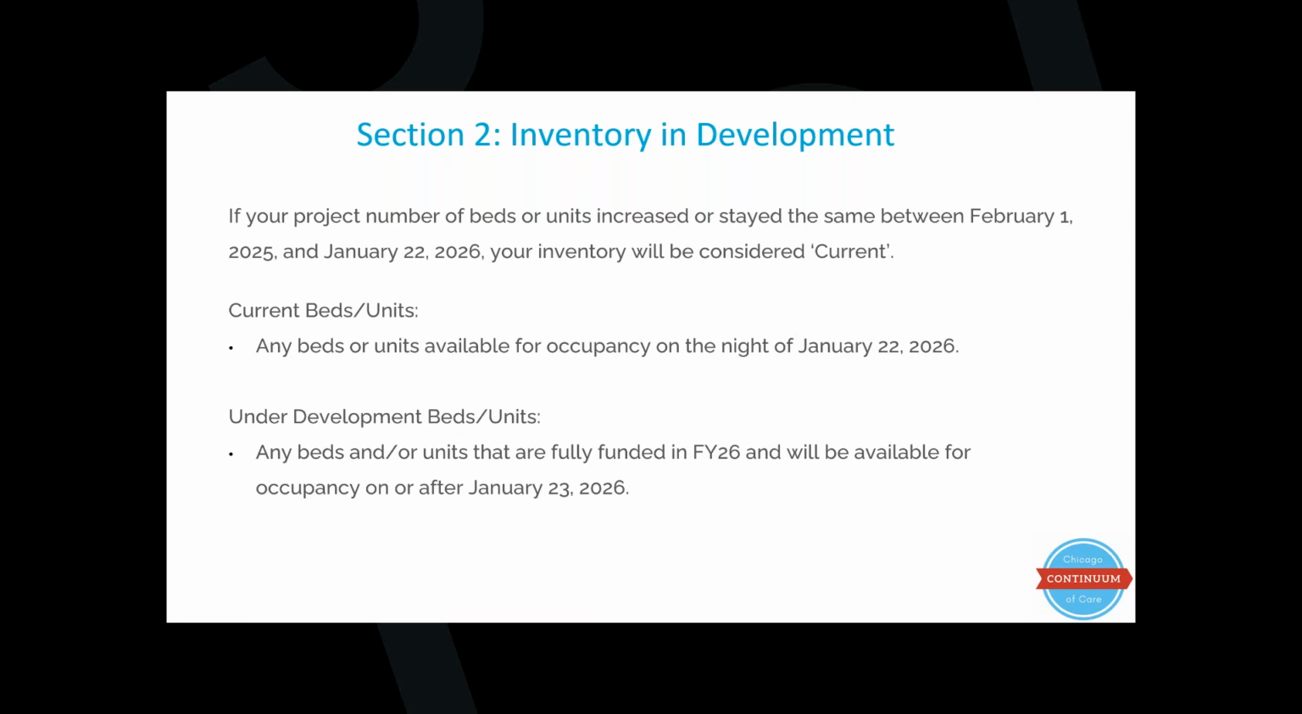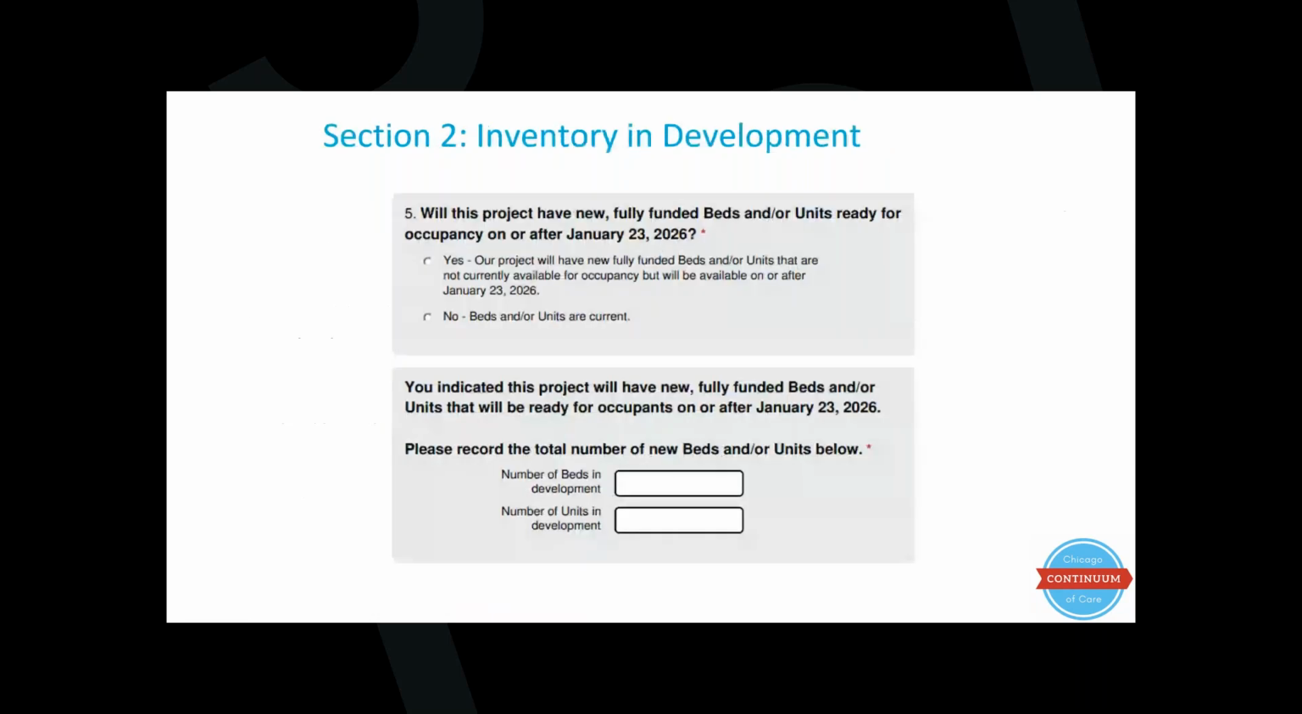So an example would be if I have a project that's funded for 50 beds. So you're expected to have 50 beds for your project. On the night of the count, you only had 30 beds available. So you didn't have all of the beds that you plan to have available. So 20 beds are left. Those 20 beds are going to be the 20 beds that you're going to reflect in your under development inventory section. So if we go to the next slide here, you can see what the table looks like.